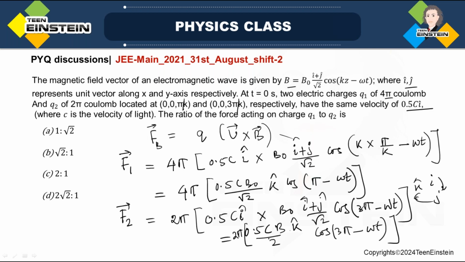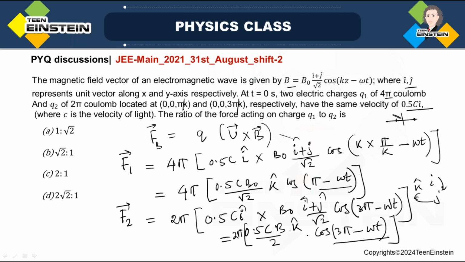So if I take the ratio, this 3 pi and this pi: if the particle was here at pi, then pi minus omega t means it is in the second quadrant, and when you take 3 pi, you will have to come here 3 times, and then it will be 3 pi minus omega t. So ultimately you will be at the same position.